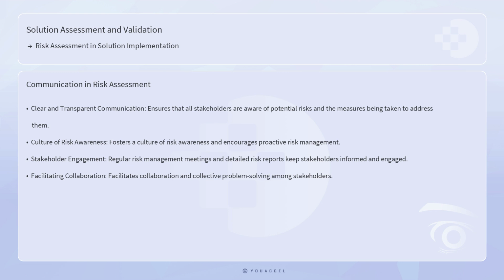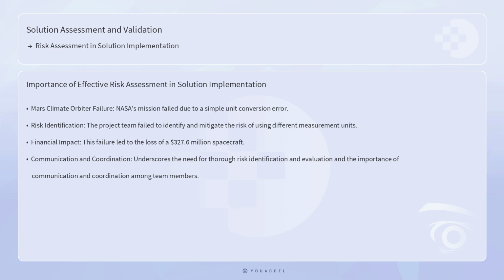Communication is another critical aspect of risk assessment in solution implementation. Clear and transparent communication ensures that all stakeholders are aware of potential risks and the measures being taken to address them. This fosters a culture of risk awareness and encourages proactive risk management. For instance, regular risk management meetings and detailed risk reports can keep stakeholders informed and engaged, facilitating collaboration and collective problem solving.